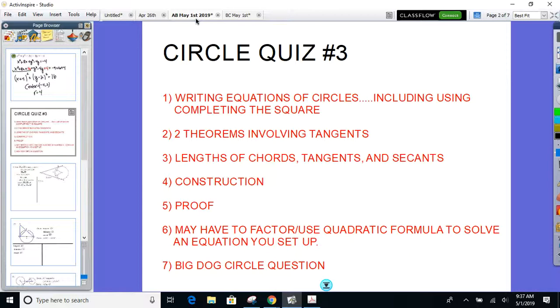Lengths of chords, tangents, and secants. That's what we've done when we did the chords right before break, so I'll review that right now. And then Monday in class, no, never mind. We did both of them before break, so maybe a little foggy. Lengths of chords, tangents, and secants.